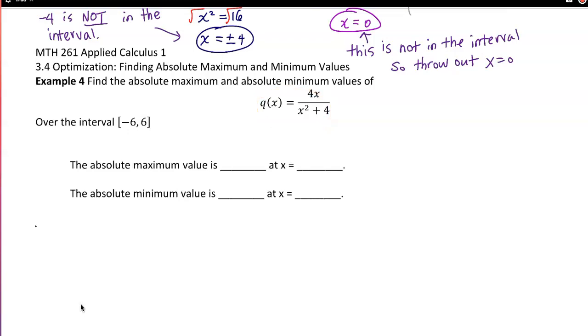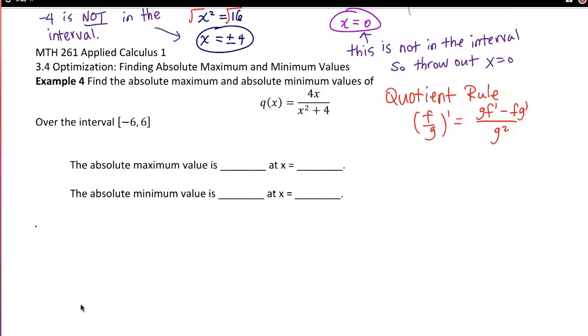So what do we do? I'm going to write down the quotient rule. (f/g)' is equal to g squared in the denominator, and the numerator is g f prime minus f g prime. And you're thinking, why are we doing the quotient rule?